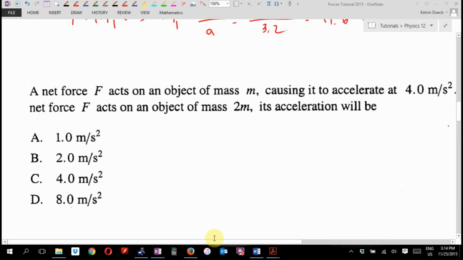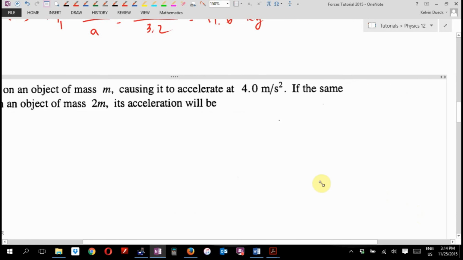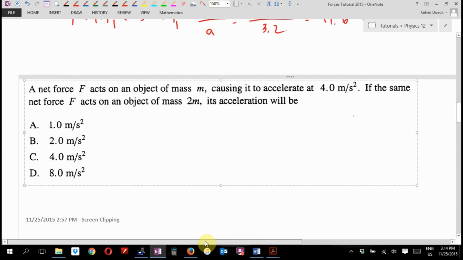In fact, you're going to find a lot of the time this year, you're going to start to get algebraic questions. And you can solve these algebraically, but I realize for now, probably we'll solve these with numbers. But here's what it says.